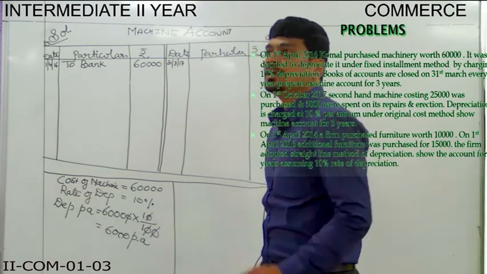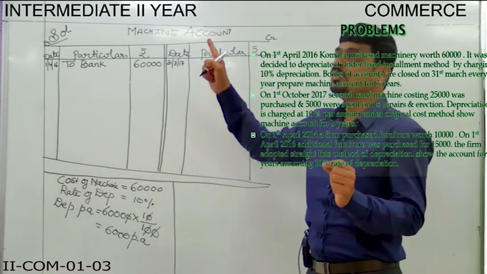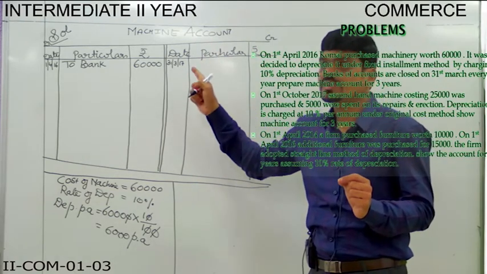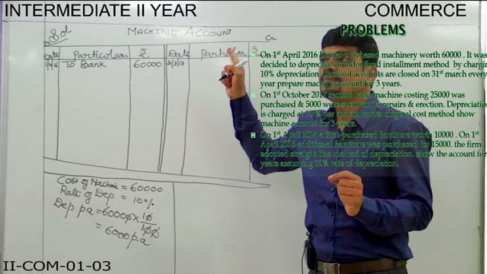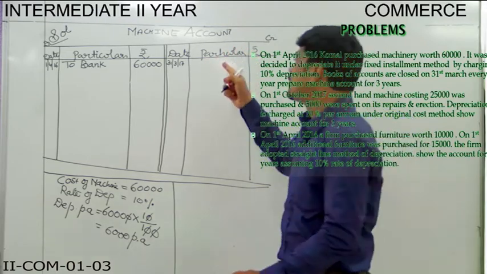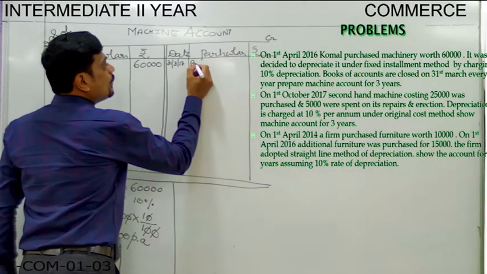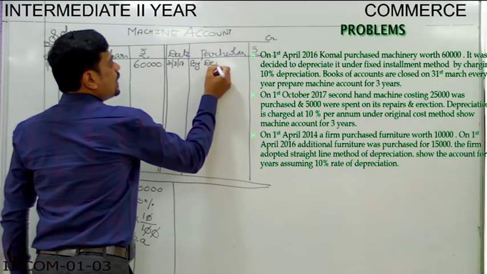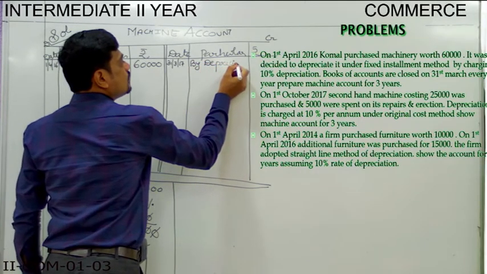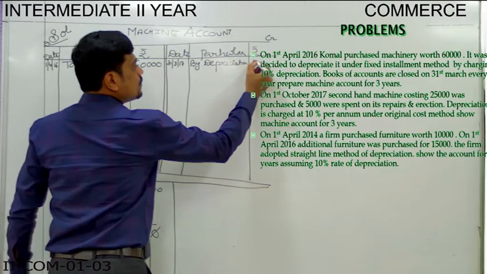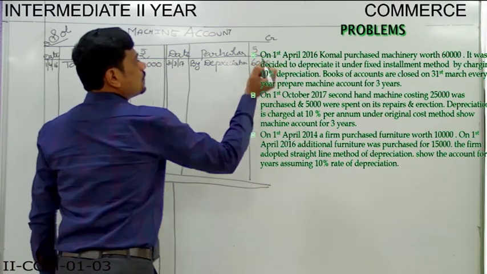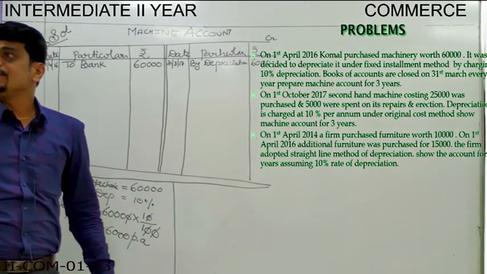Depreciation account debit to asset account. So which account is credited? Asset account is credited. So we'll come to the credit side, by depreciation. We'll write in full, by depreciation. How much? 6,000. Now we have to find the balance.